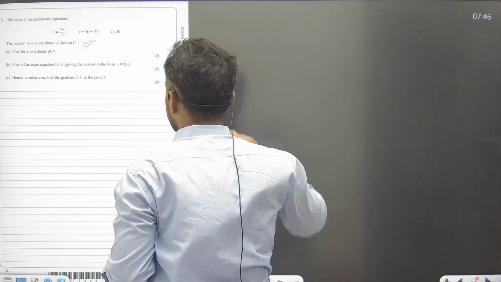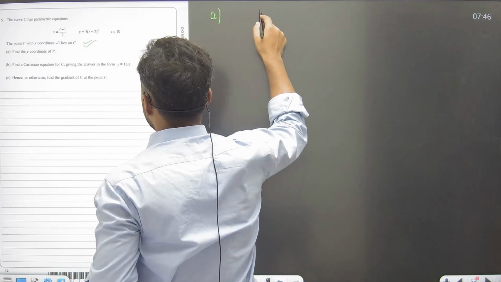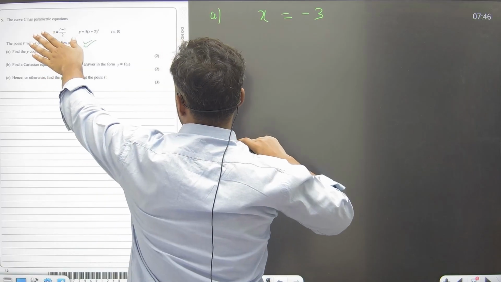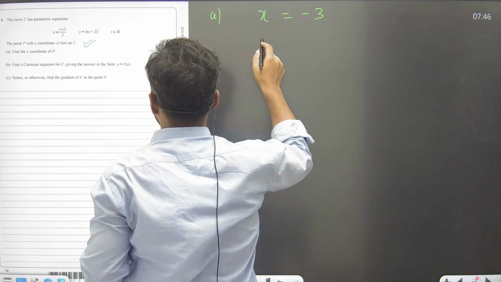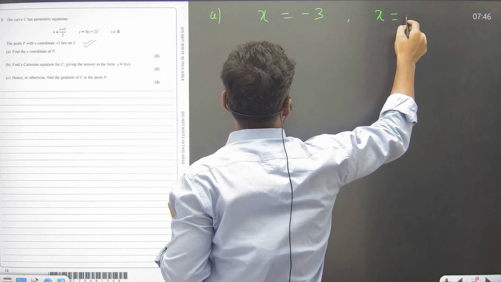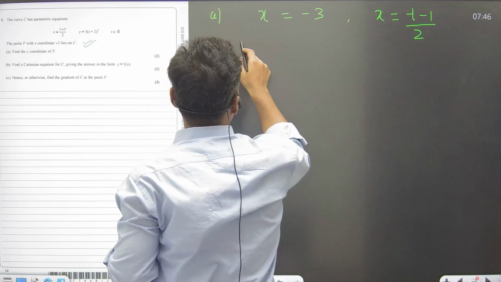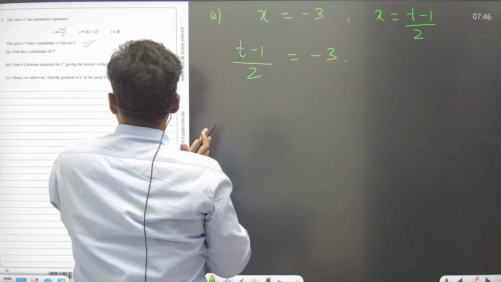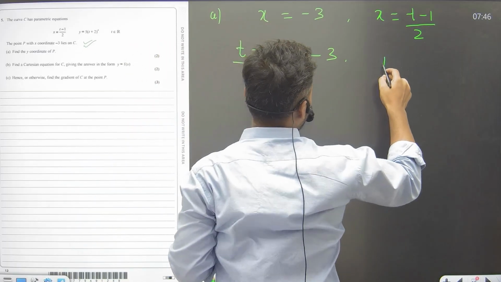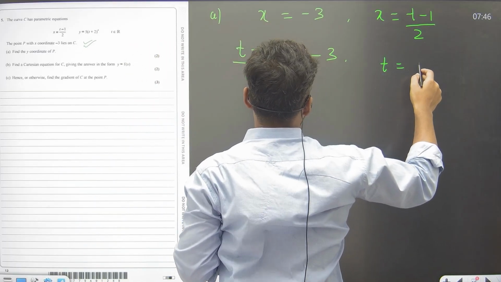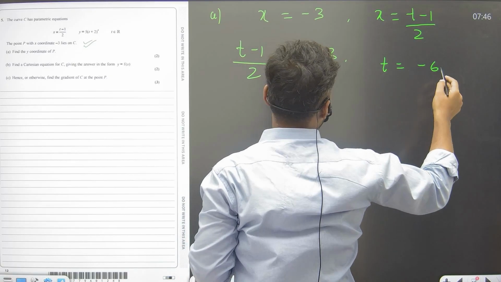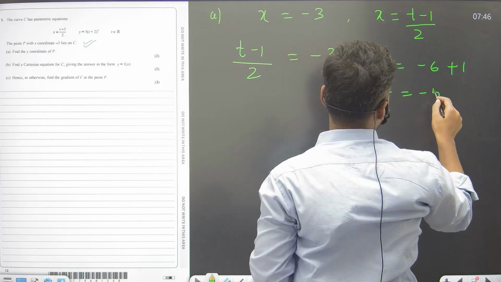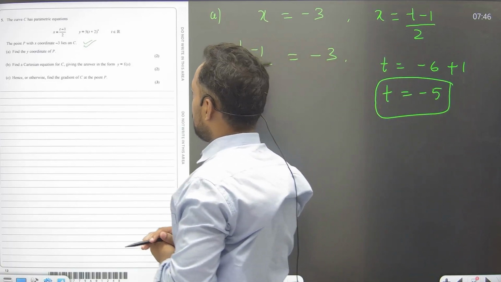So the x coordinate here, student, is given as negative of 3. And in the question, the parametric equation of x is also mentioned, that is x equals t minus 1 upon 2. So t minus 1 upon 2 will be equal to negative of 3. We are comparing both the values. So after cross multiplication you will get t equals negative of 6 plus 1, that is t equals negative of 5. So this is the value of t here.